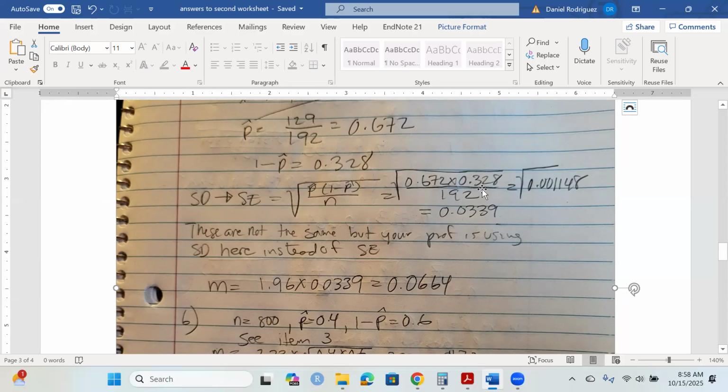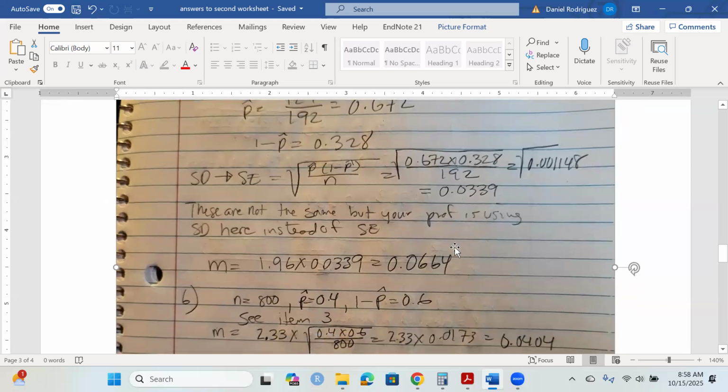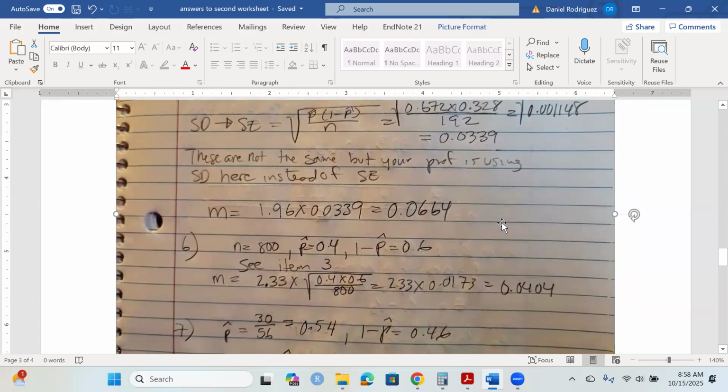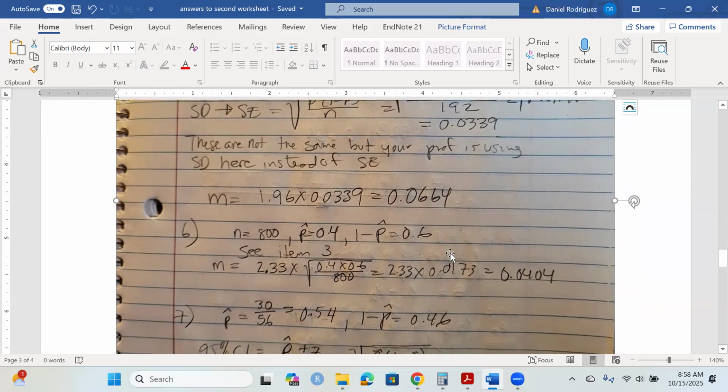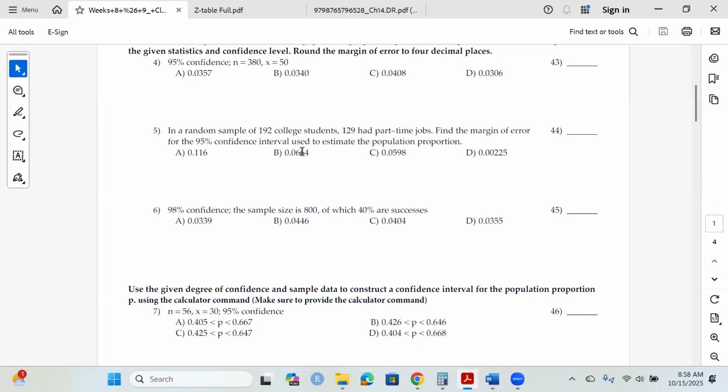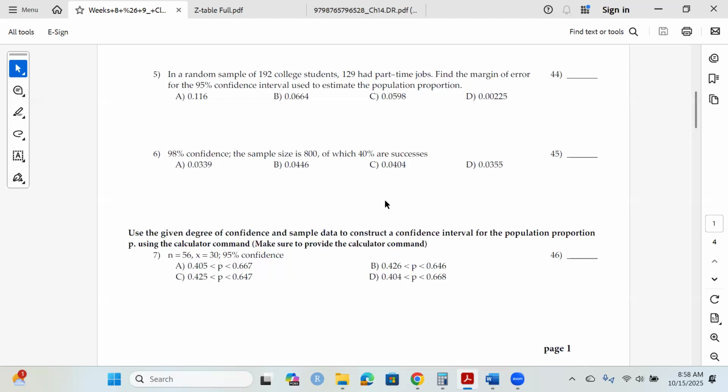So 0.672 times 0.328 divided by 192, take the square root, and we get 0.0339. The margin of error is 1.96 times 0.0339, or 0.0664. So we look for that answer, 0.0664, and there it is.